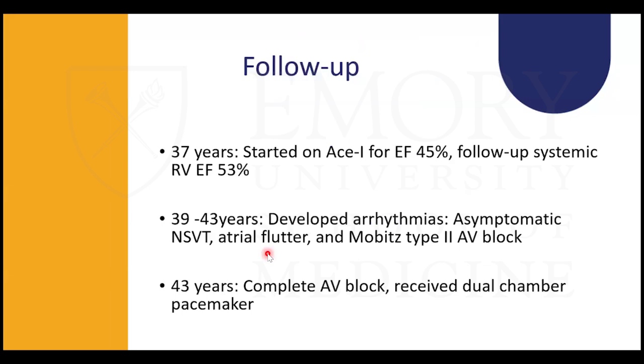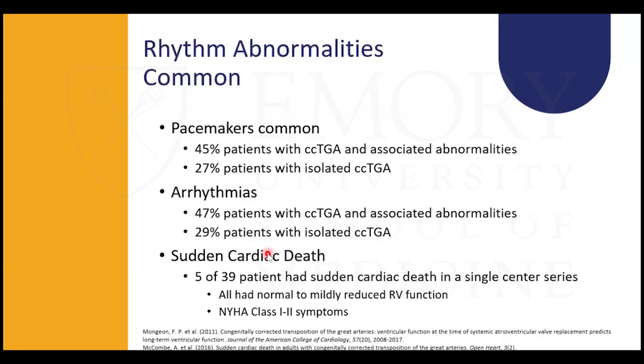For follow-up, this patient then was started on an ACE inhibitor and did have some stabilization in their systemic RV function, with maybe even some improvement. They then developed atrial arrhythmias. They had non-sustained ventricular tachycardia, atrial flutter, then developed a Mobitz type 2 AV block, and that progressed then to complete heart block and received a dual chamber pacemaker.